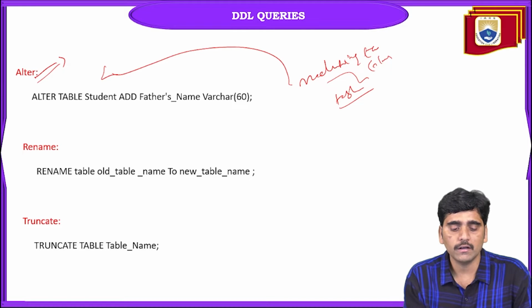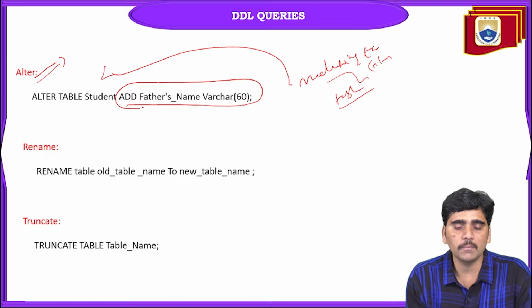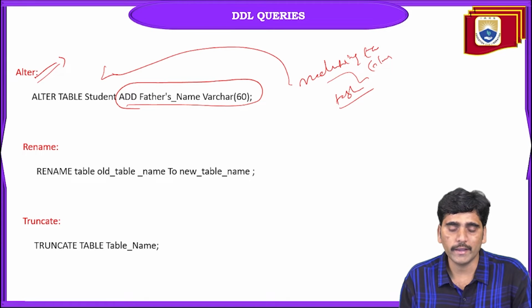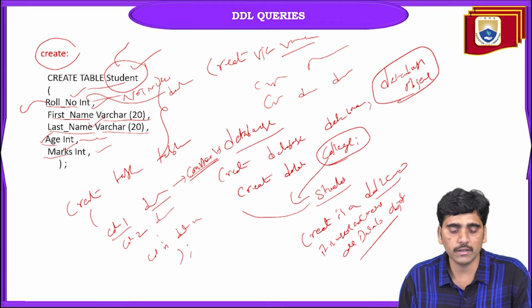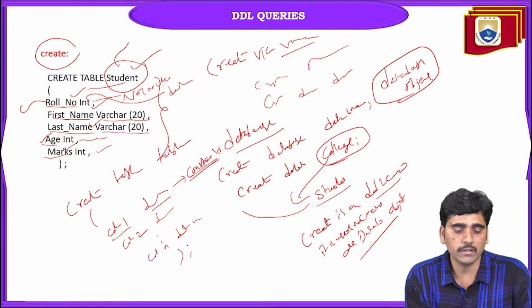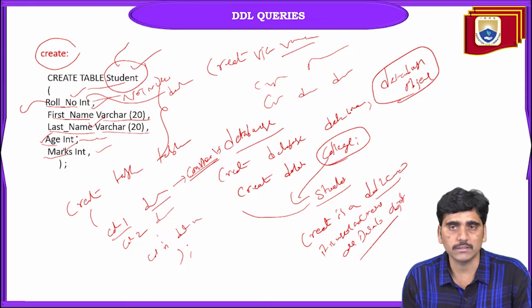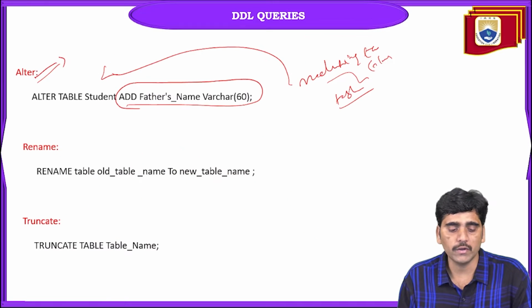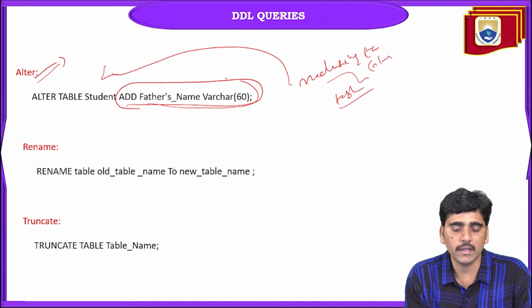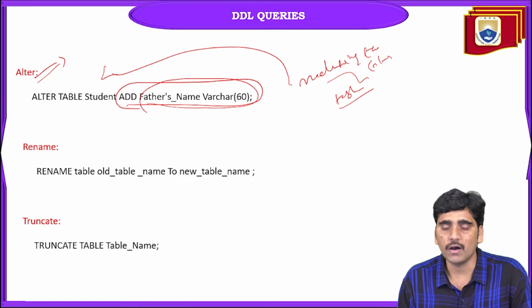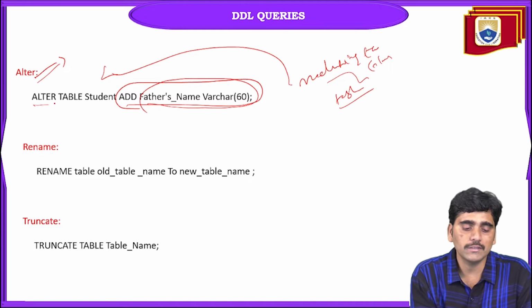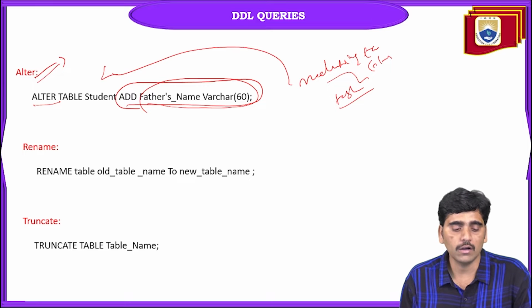So here I can add one more column to the student table. Before that, a student can have roll number, last name, integer, first name, marks. These are the 5 columns the student can have right now. But I just want to add one more column, father's name, to this student table. At that time, how can we add it? For this purpose, we use the alter command.